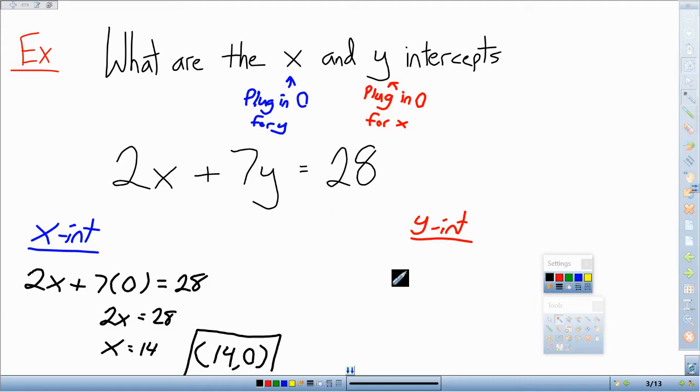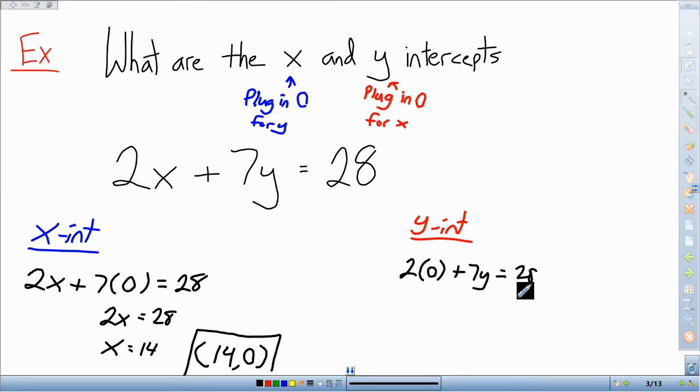All right, so I'm going to rewrite my equation, but this time I'm going to plug in 0 for x to find my y-intercept. So 2 times 0 plus 7y equals 28. Again, that 2 times 0 turns into 0, disappears, and we're left with just 7y on the left, 28 on the right. Divide both sides by 7. These are all working out nice and clean, right? And we're getting y equals 4. So the coordinates to our y-intercept, be careful, is 0 on the x, 4 on the y.